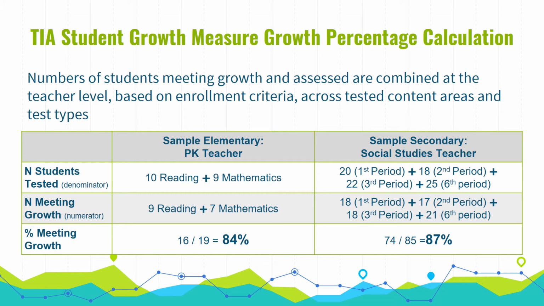This percentage was calculated by adding together all of the students that met growth, that is the numerator, and dividing that number by all of the tested students meeting eligibility requirements, that is, the denominator. For our example pre-K teacher, 84% of her students met their pre- and post-test growth expectation. For our example social studies teacher, 87% of his students met their pre- and post-test growth expectation.